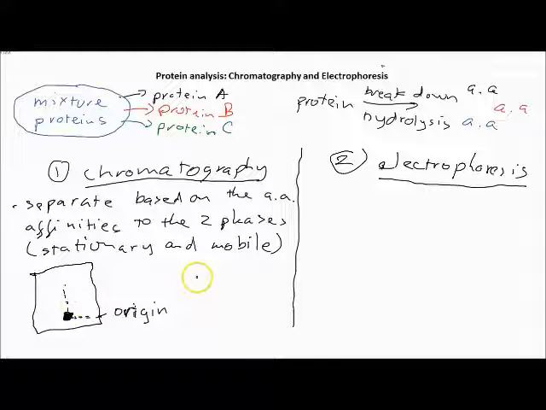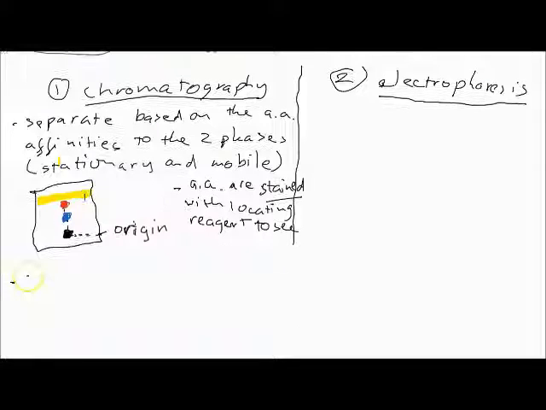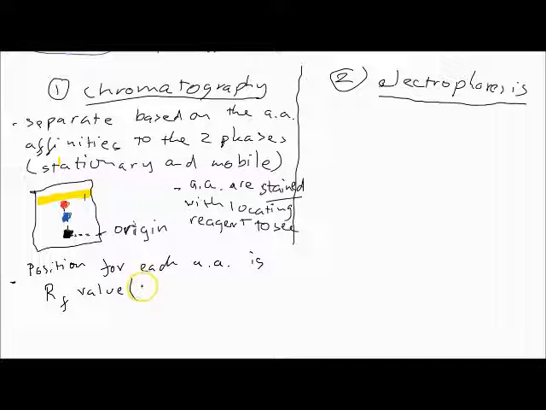Now the proteins are clear, so you will have to stain them with a locating reagent so you can see them. After you stain it, say you see a blue protein here and a red protein here. The solvent front is up here. The position of each amino acid is measured by something called an Rf value, which is the retention factor.